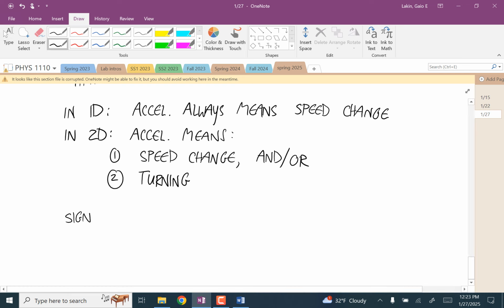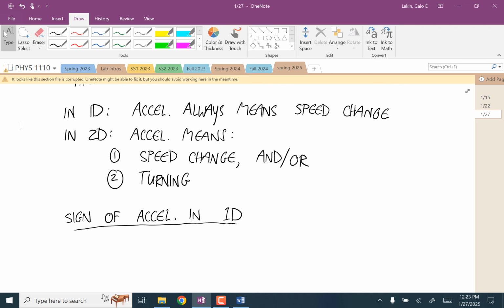Okay, so now what does the sign of acceleration mean in 1D? And then we'll extend this to 2D when we get there. Well, if 1D acceleration always means the speed is changing, and you had to guess what positive and negative acceleration meant, I think most people would guess that positive acceleration means the thing is speeding up, and negative acceleration means it's slowing down. But it doesn't quite work that way.